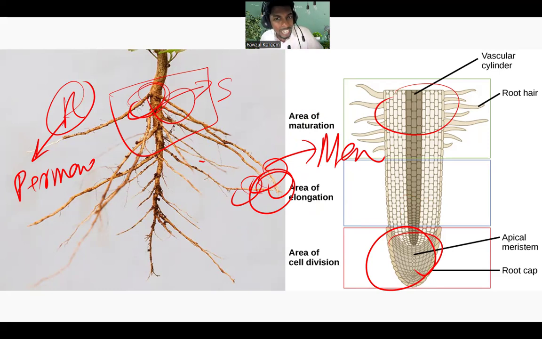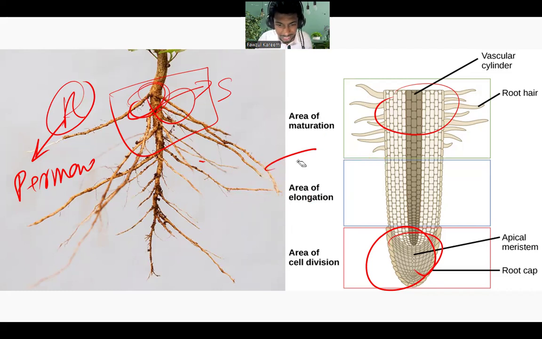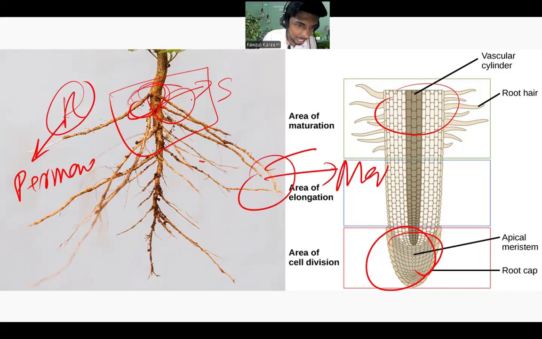But later what will happen? They will mature and become hard. They will become rough and dark in color. Why? Because the tissues present in this area are new cells, so that's why this part is soft. In that area cell division happens, so that tissue is called meristematic tissue. And this area doesn't have the ability to do cell division. They are called permanent tissue.